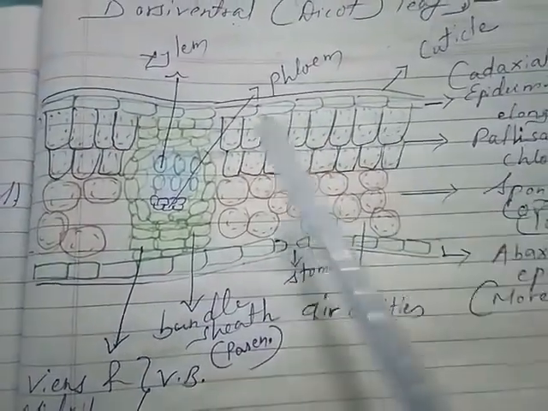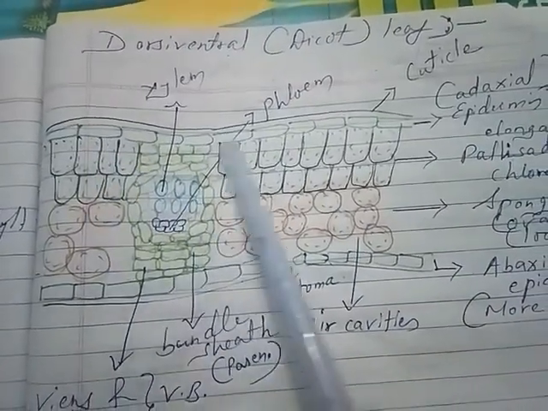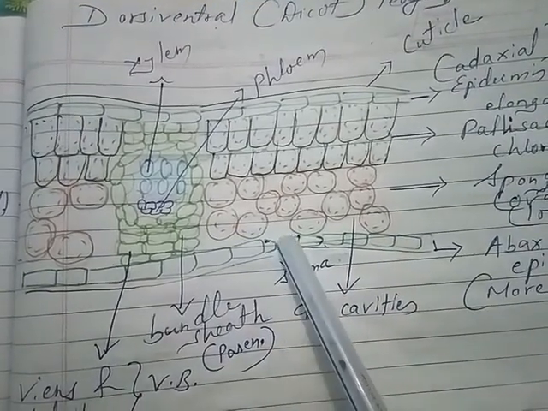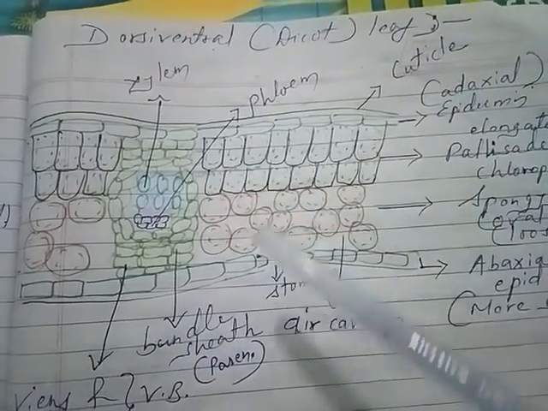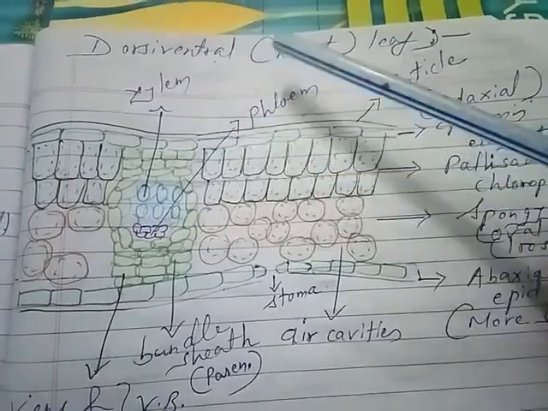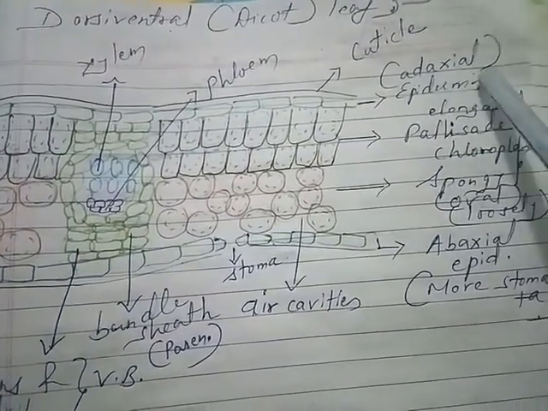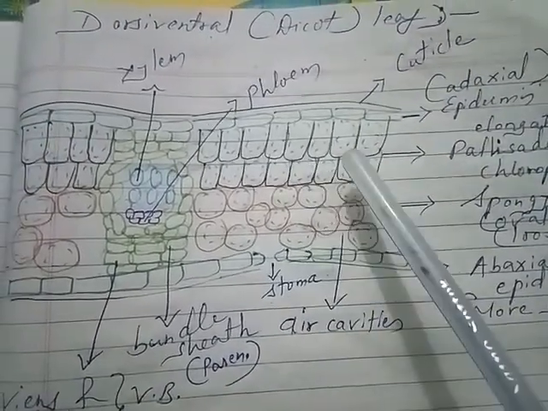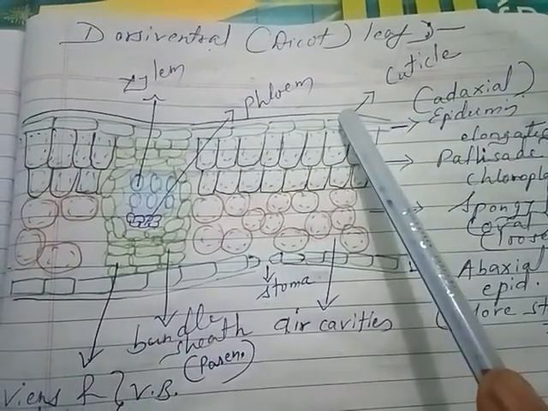Now let us see the different parts. So in case of leaf, it is having upper epidermis and lower epidermis. In the epidermis, stomata are present. In case of dicot leaf, number of stomata are more towards the lower epidermis and less towards the upper epidermis. The upper is also called adaxial epidermis, and this is called abaxial epidermis. Then it is having a layer of cuticle to reduce the rate of transpiration.